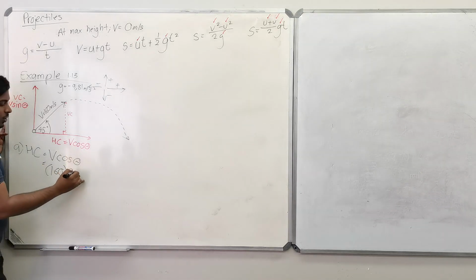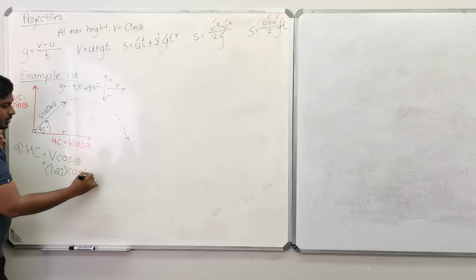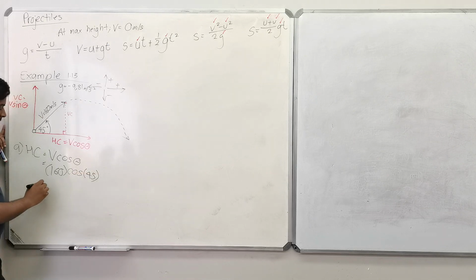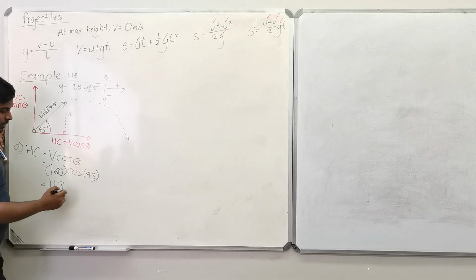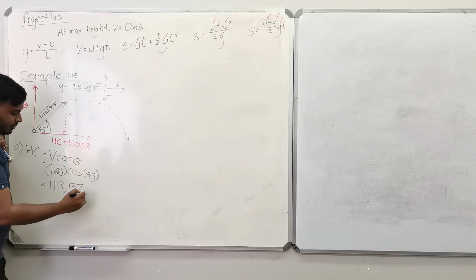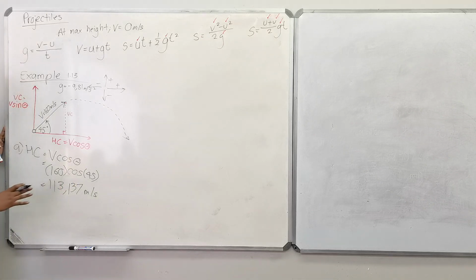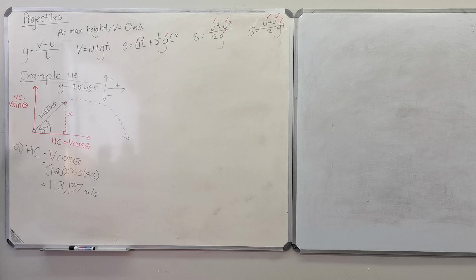Okay, so this would be cos of 45. So this value was the same as the last one, it is 130 meters per second. Everybody's okay with how we got to this? Because it's 45 degrees. Right? Everybody's okay with how we got to this horizontal component.